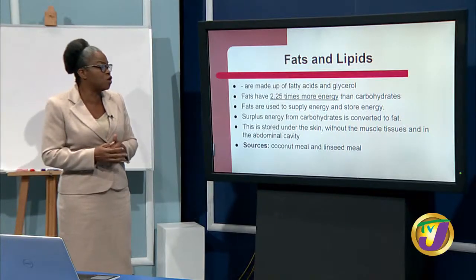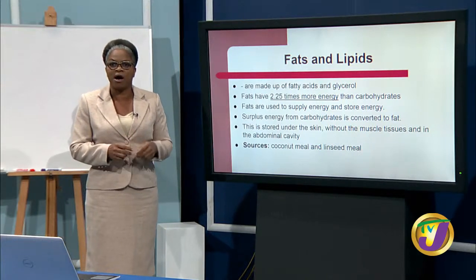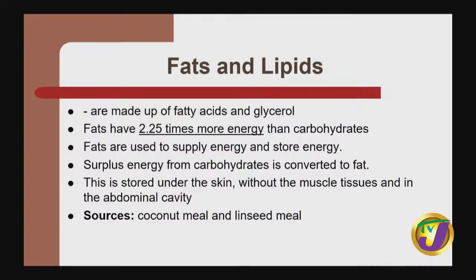Good? Let us move on now to look at fats and lipids. Fats and lipids are made up of what we call fatty acids and glycerol. Fats have 2.25 times more energy than carbohydrates and are used to supply energy and also to store energy. Surplus energy from carbohydrates is converted to fat, which is stored underneath the skin. Sources of fat for farm animals may come from cotton meal and linseed meal, or even from fish oil, for example, for our dairy cattle.